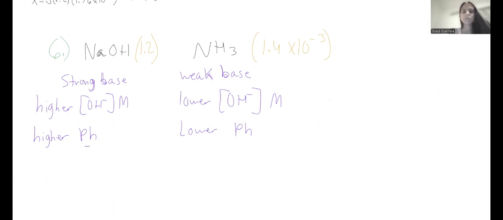So the opposite is said for NH3. It has a lower concentration. It is a weak base. So a lower hydroxide concentration will indicate a lower pH, which indicates a more acidic solution.